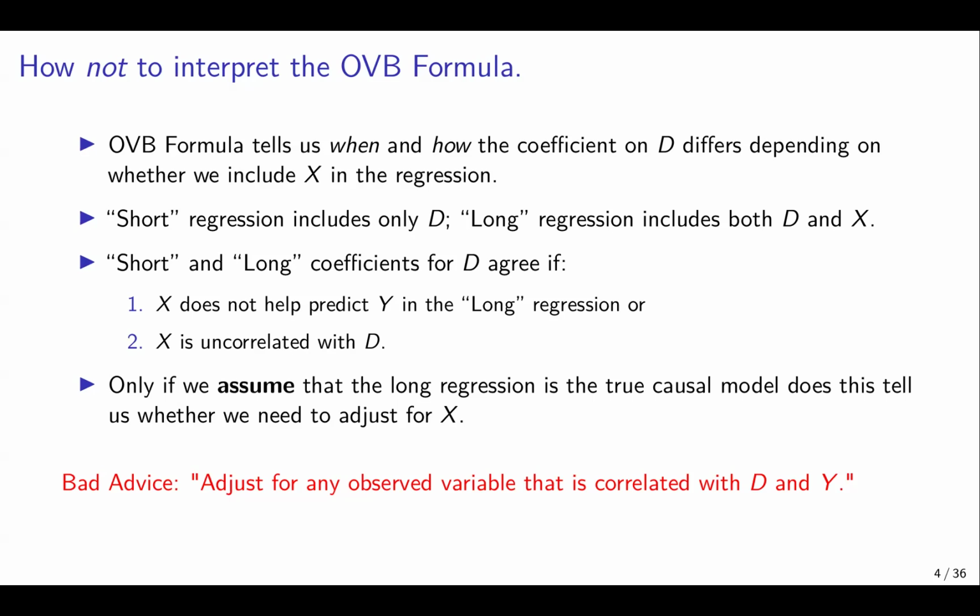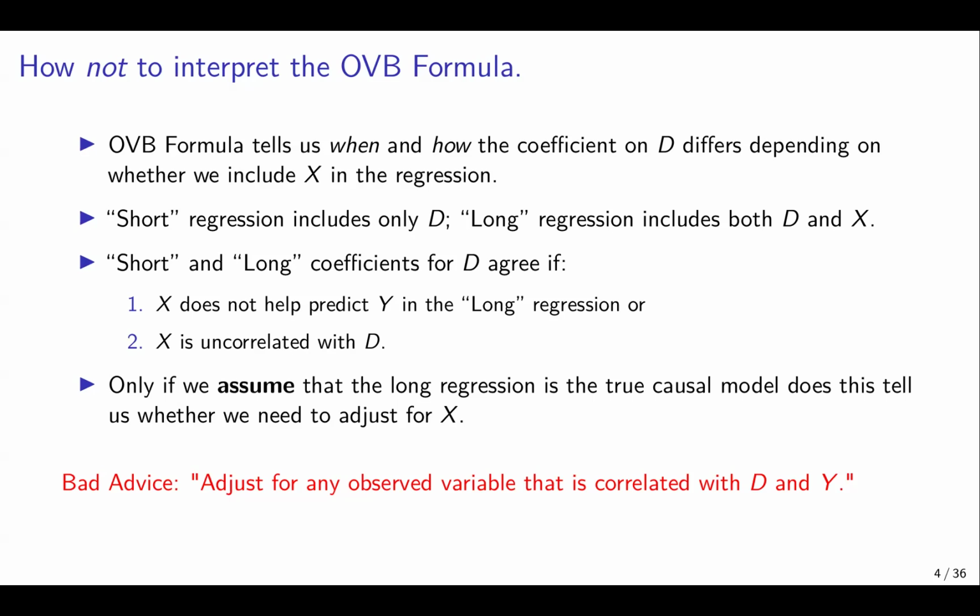What the omitted variables bias formula tells us is when and how the coefficient on D will differ depending on whether we include X in the regression. And in fact, the algebra holds regardless of whether any of this stuff is causal.